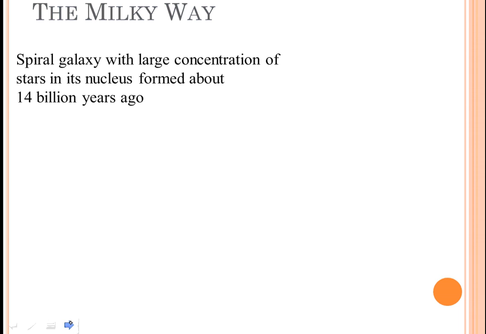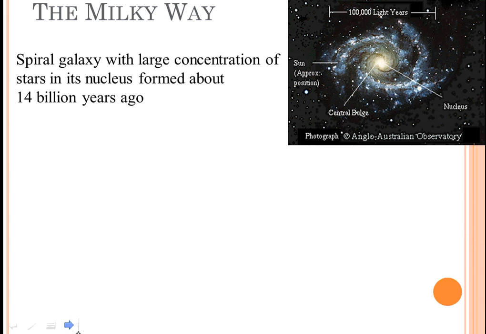The Milky Way, like I said, is a spiral galaxy. It was formed about 14 billion years ago, and it has a big concentration of stars. This one shows the approximate position of where our sun is in our whole galaxy. So that's pretty big. Our galaxy is estimated to be 100,000 light years across, and that's just one galaxy in billions of others.